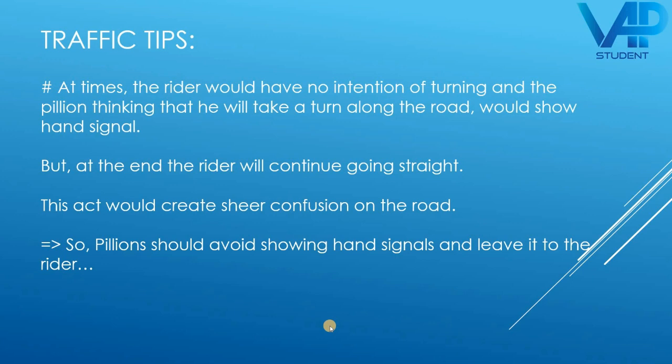So, pillions should avoid showing signals and leave it to the rider. Before going into the video, let me tell you a small but useful traffic tip. At times, the rider would have no intention of turning and the pillion, thinking that he will take a turn along the road, would show hand signal. But at the end, the rider will continue going straight. This act would create sheer confusion on the road.